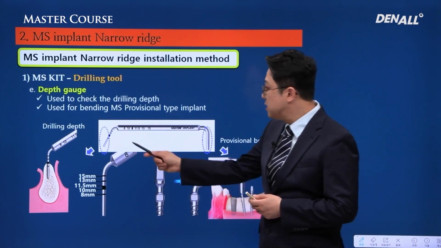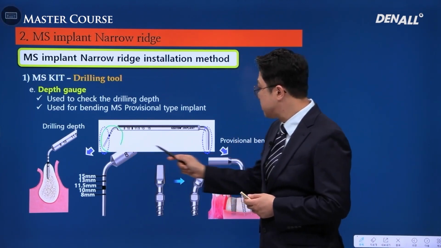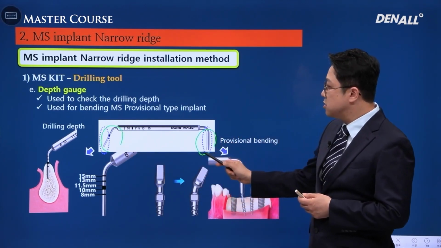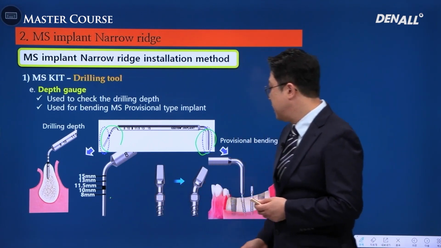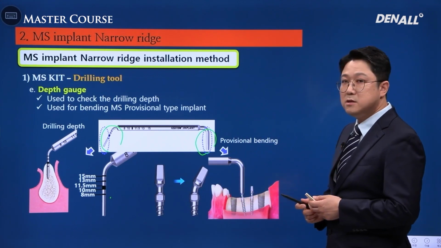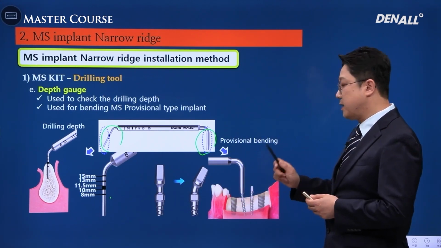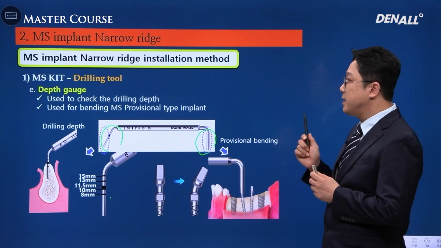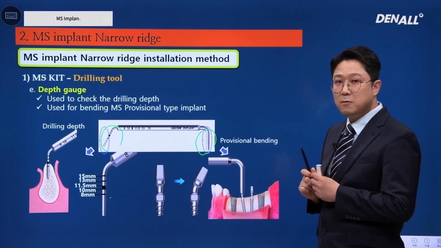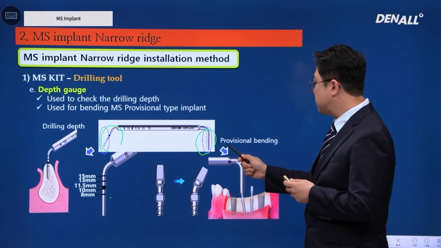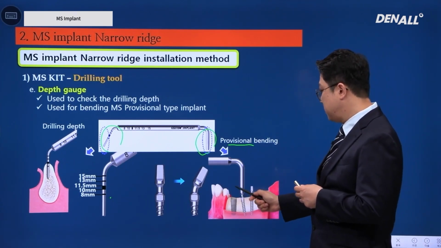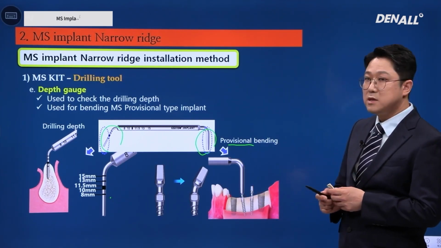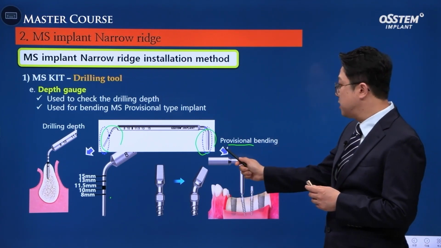Next is depth gauge. There are two different tips. On one side, it is used to check the drilling depths, and the second one, in the case of MS provisional, it can be bent. MS narrow ridge cannot be bent, but in the case of MS provisional, bending is possible. There is a bending tool on the other side of depth gauge.